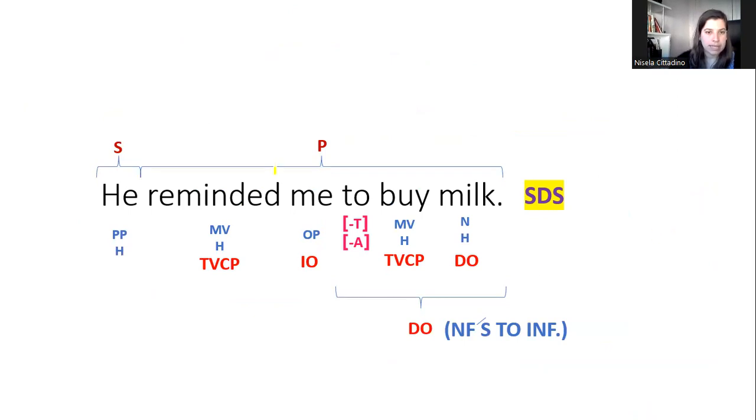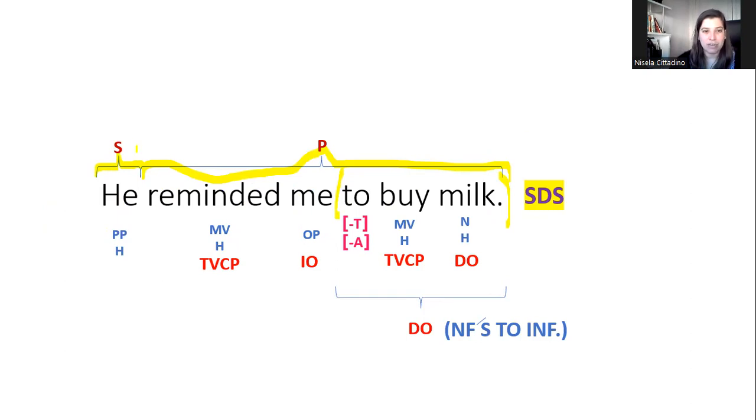Okay, he reminded me to buy milk. This is another sentence, another example that we're going to analyze. He is the subject. Reminded me to buy milk is the predicate. And where is the clause, the non-finite to infinitive clause? Here. It begins with to buy milk. So let us go to the beginning. Let us analyze the first portion in this sentence.